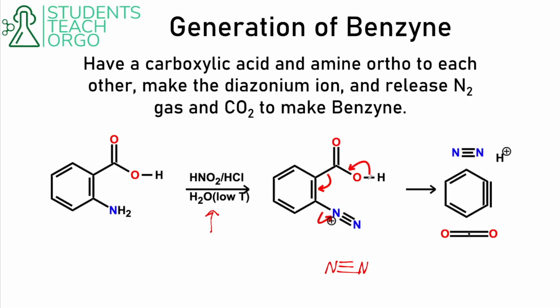So we can take the electrons between this oxygen and this hydrogen to make a double bond here. This bond right here is going to break, which will release CO2, seen right there. We make the triple bond, and in making the triple bond, N2 is our leaving group, and like I said before, it's a very good leaving group. And so following something like this, we can make benzyne in this fashion.